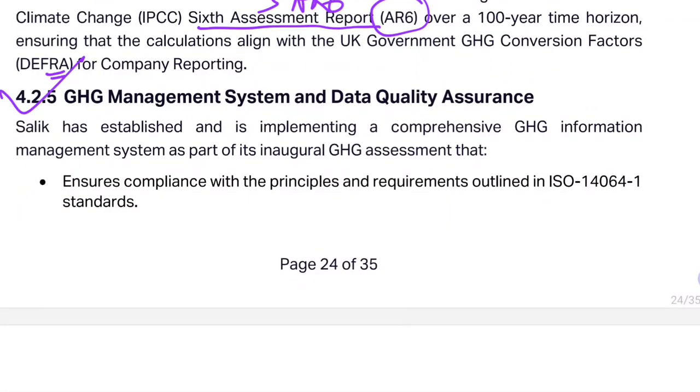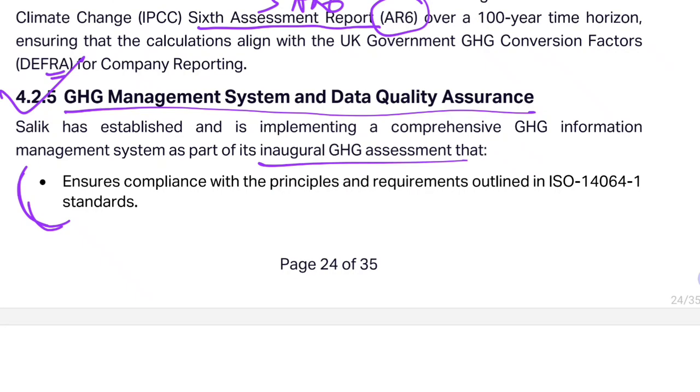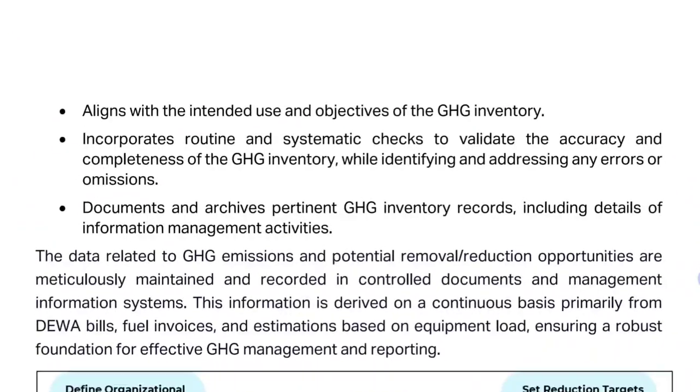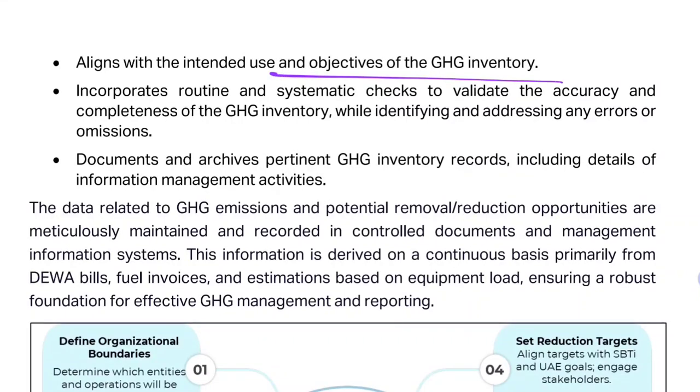Then section 4.2.5, GHG management system and data quality assurance. The company has established and implemented a comprehensive information management system for GHG as part of its inaugural assessment program, ensuring compliance with the principles and requirements of the ISO 14064-1 standard. It also aligns with the intended use and objective of the GHG inventory.